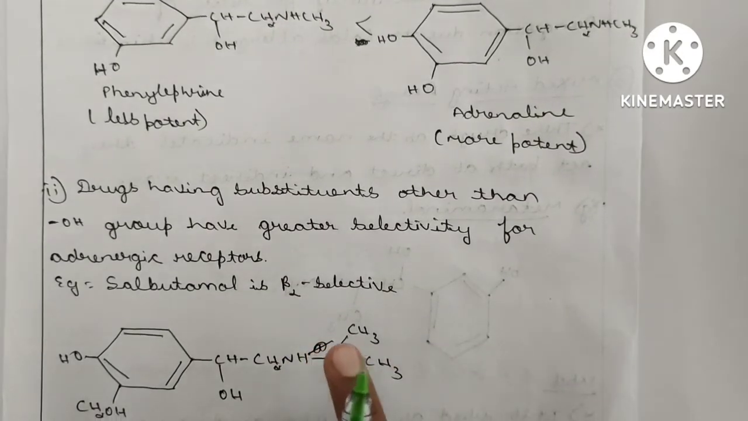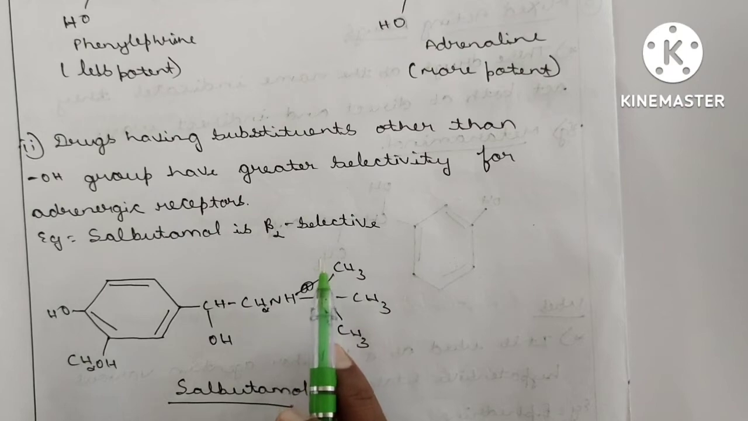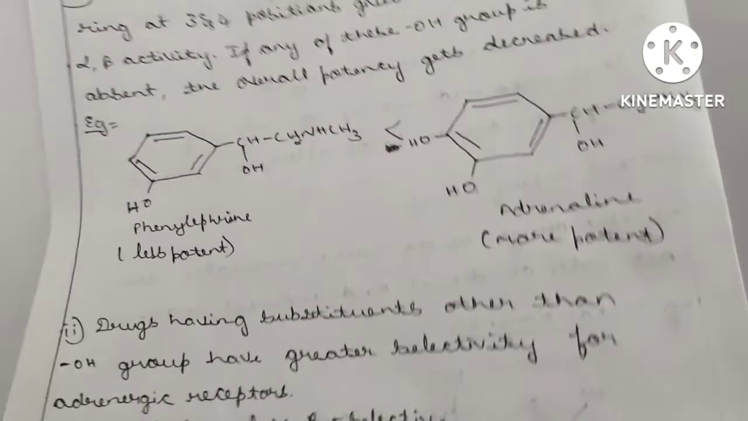See, salbutamol is beta 2 selective. Now this one is salbutamol. What have they told? Drugs having substituents other than OH. Along with the OH, some more substituent groups are there, like the CH2OH, ethanol, or amine groups. Drugs having substituents other than OH have greater selectivity. See, CH3, these are also substituents. Now what will they do? They will increase the drug action and drug selectivity.